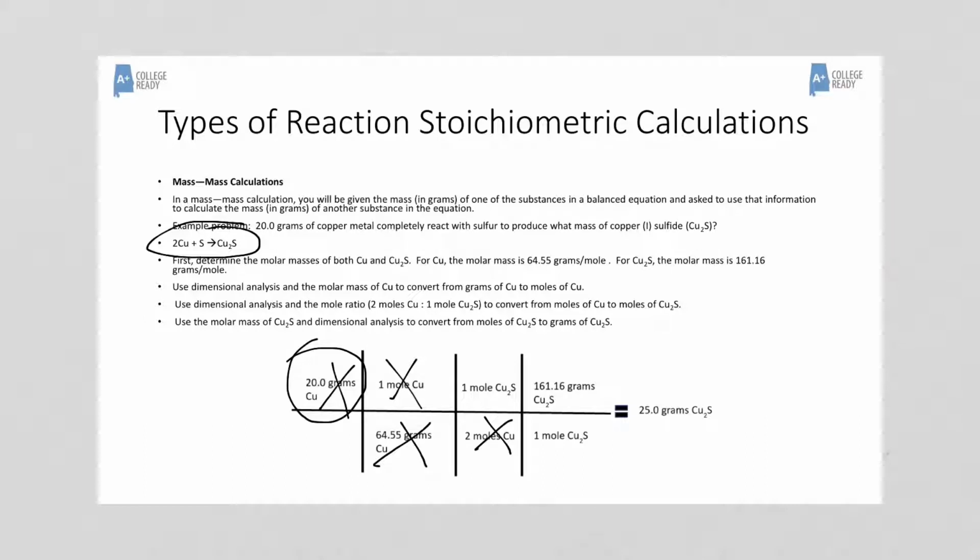Finally, we've got to go back to mass of copper 1 sulfide, so we need to use the molar mass of copper 1 sulfide, which is 161.16 grams. We put the mole portion of our conversion factor on the bottom so it will cancel. We multiply across the top, we divide by everything on the bottom, and we end up with 25.0 grams of copper 1 sulfide produced if we start with 20 grams of copper metal and it reacts completely with sulfur.